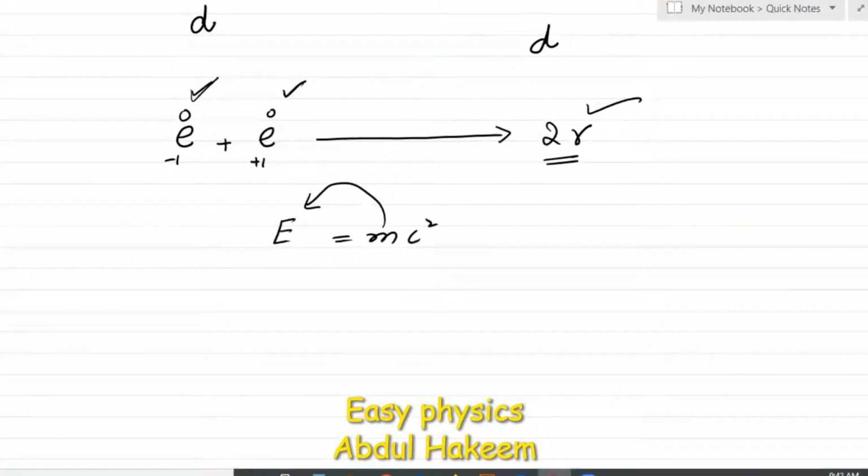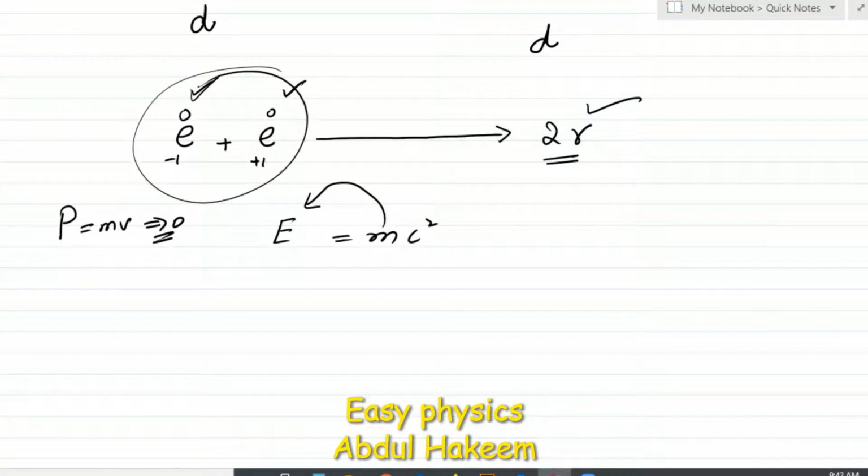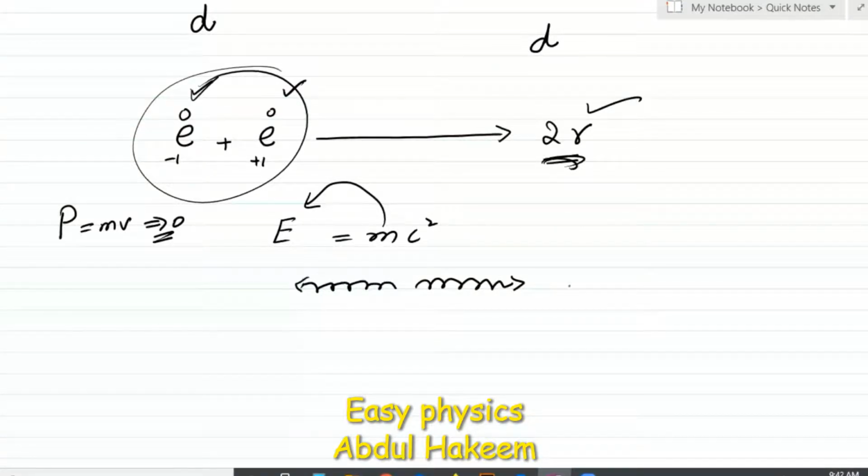Now for this reaction, no momentum, mv, is required. No kinetic energy is required to interact with each other. So if the initial momentum is 0, then the final momentum is also 0. That's why both gamma ray photons are traveling with the same momentum but in the opposite direction. So this is plus mv and this is minus mv.